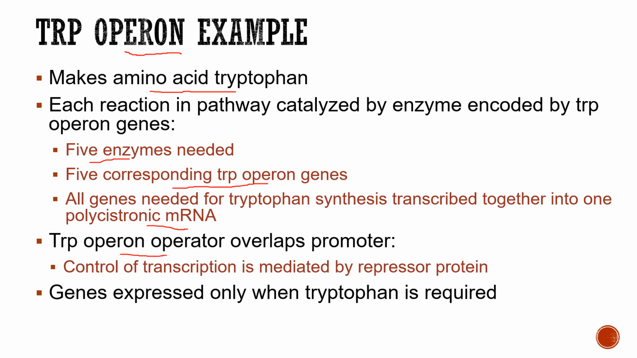Now, how this works is that the operator, which regulates transcription, overlaps the promoter. So we use a repressor protein. So this is that negative control. The only time we want those genes to be expressed is if we need tryptophan. If there's already plenty of tryptophan in the cell, the cell doesn't need to activate this trp operon. So the cell needs a way to know when tryptophan is present and when it's absent, so it knows whether to make it or not.